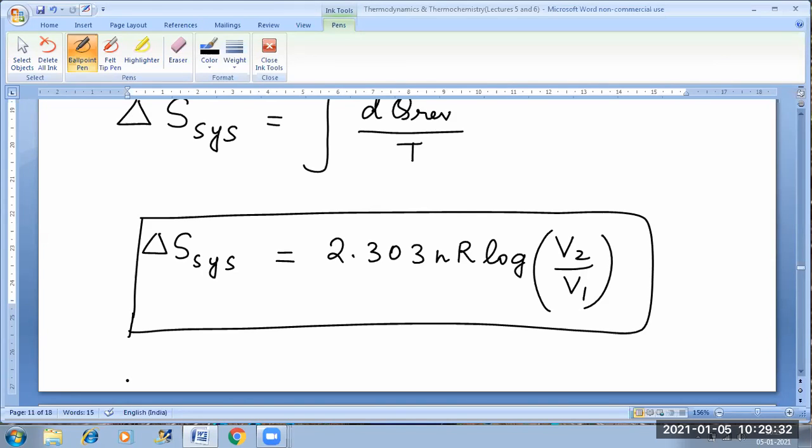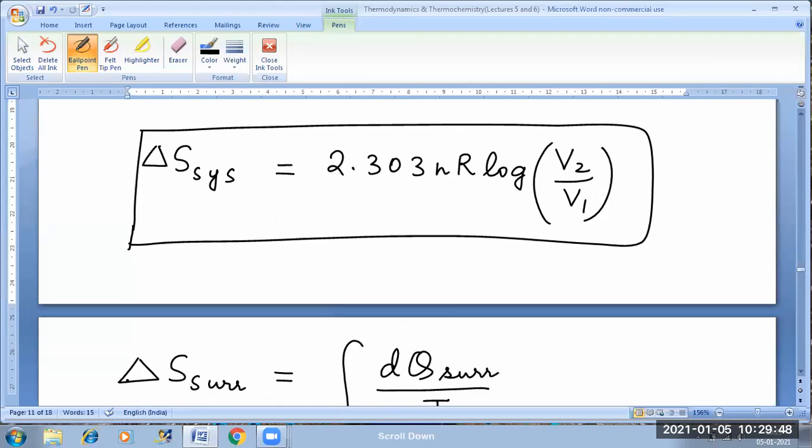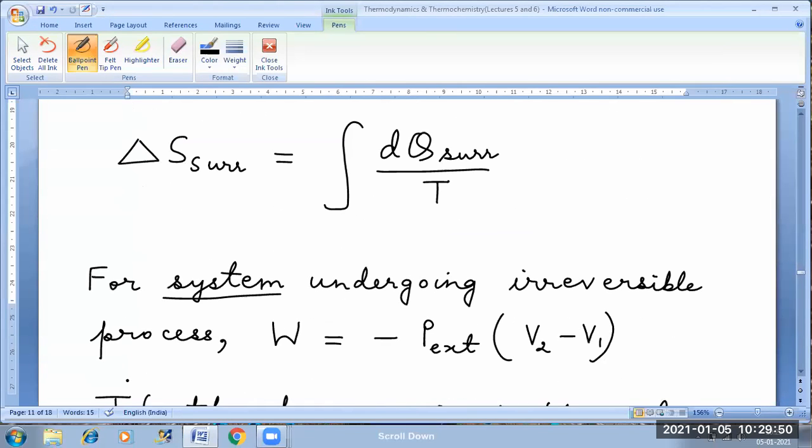If the process is an irreversible isothermal process, then the value of dq, that is the heat exchanged by the surroundings, is different, and that is why the delta S surroundings are different in reversible and irreversible isothermal processes. Because whenever you are calculating the value of delta S of surroundings, you take the actual value of Q. You do not take the Q reversible only.